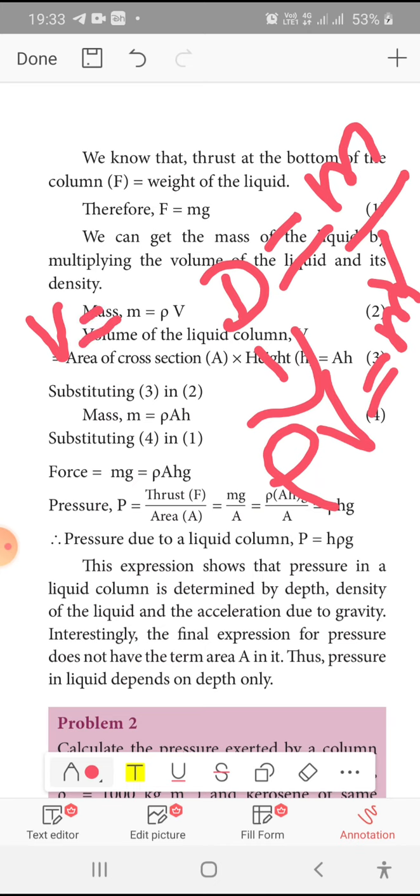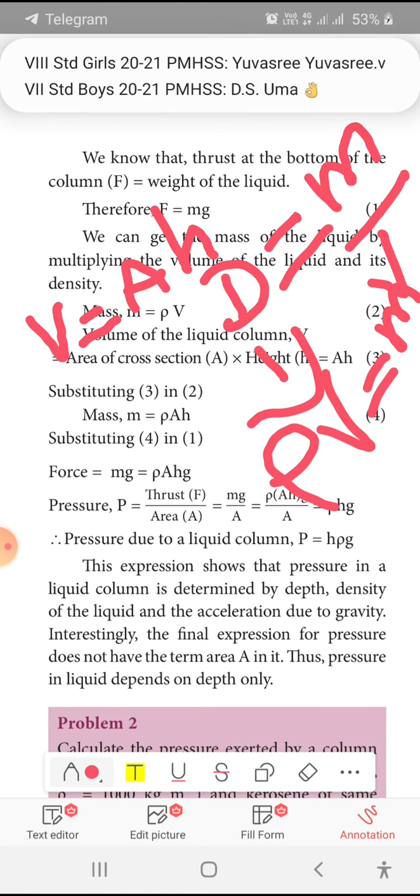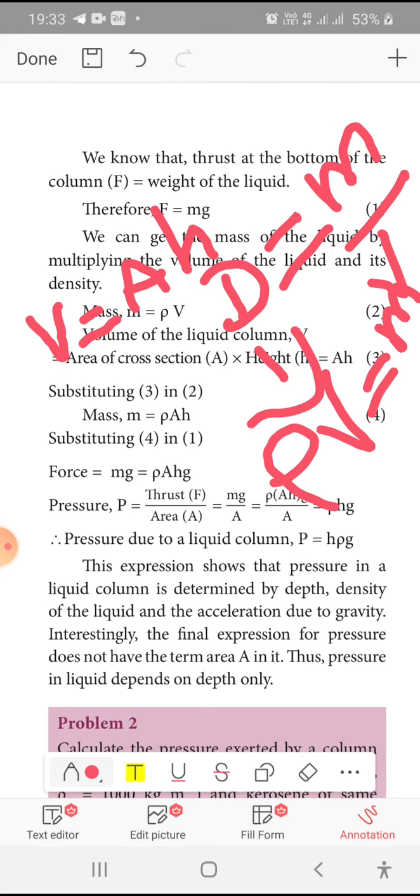Volume is nothing but area into height. For this I am going to explain using the rectangular volume. If I ask you to find the volume of a rectangle, a cuboid, what will you do? L into B into H, whereas L into B is called the area of the rectangle. So area into height gives the volume. So instead of M, what are we going to write? Rho into A into H.